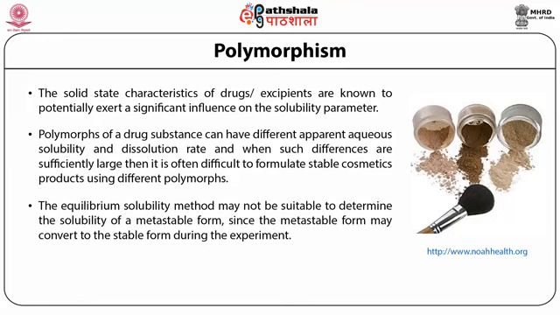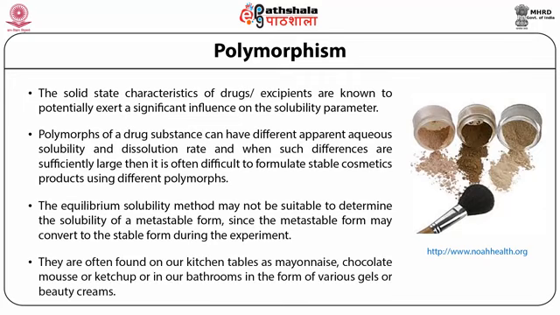An amorphous solid is a liquid that does not flow. Its atomic structure is disordered like that of a liquid, but it is rigid and holds its shape like a solid. Amorphous materials include silica gel and a multitude of other materials of different origin, such as soft glasses. They are often found on various kitchen tables, mayonnaise, chocolate mousse, or ketchup, or in our bathrooms in the form of various gels or beauty creams. These soft glasses are actually capable of flowing if forced, but can be spread with a knife just like liquid honey.